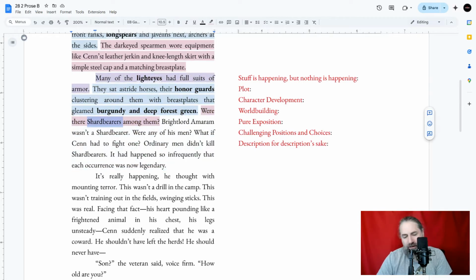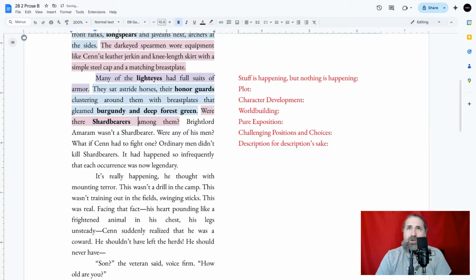Why is it world building? Because we just learned the words shard bearers. It's not explained, but it is presented. It's a question of thought. So that's definitely Sen experiencing this. And then, of course, plot is moving because it's foreshadowing or creating potential. Bright Lord.